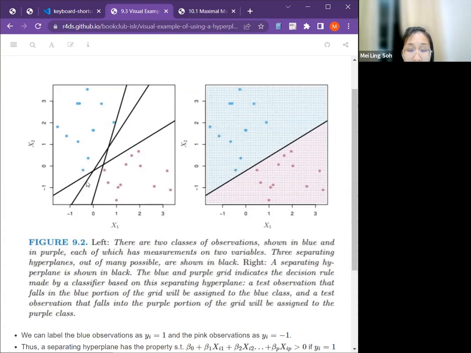Out of this, if you focus on the left side, we have three hyperplanes, but in a real situation, you might have more. And you can decide on what is the best hyperplane. There are a few ways. One of them is the maximum margin classifier. The maximum margin classifier is just using a threshold, a threshold that gives us the largest margin to make the classification.